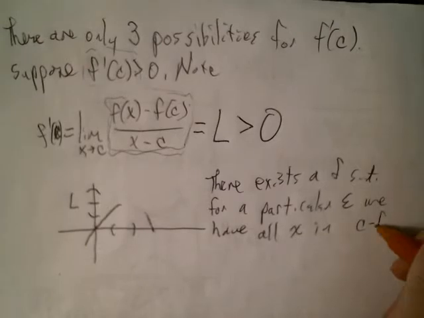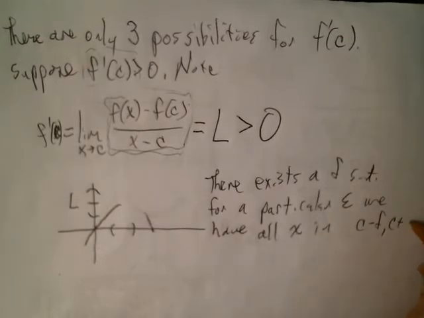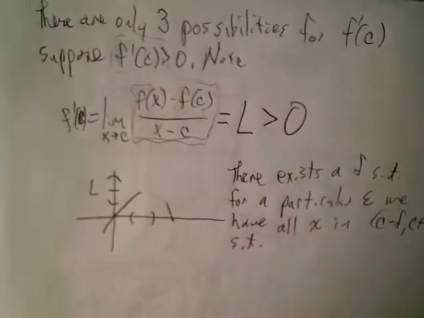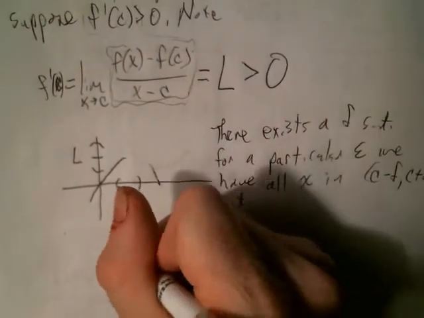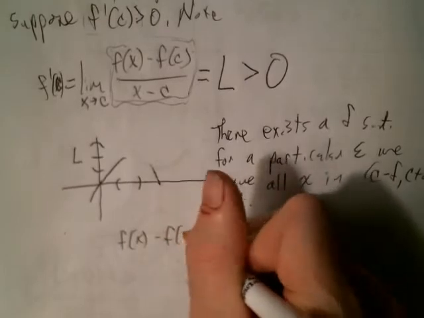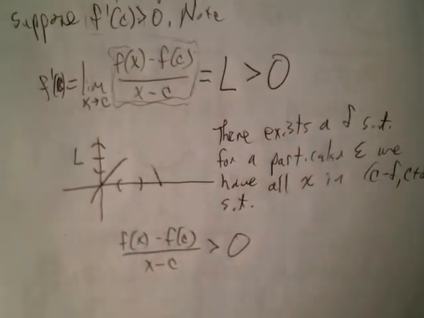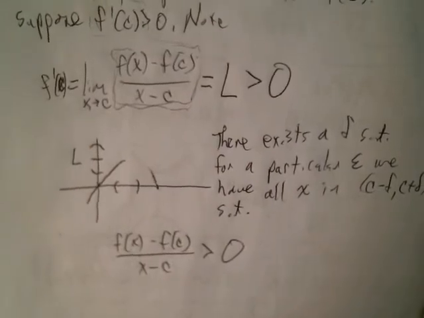I'm sorry, this is getting a little more technical than I want, but I don't think it's really explained even at all in the book, such that f of x minus f of c all over x minus c will be greater than 0 for all x in that interval. Right?